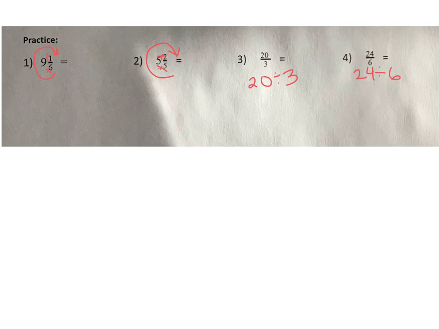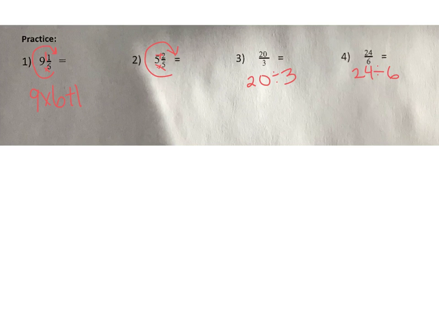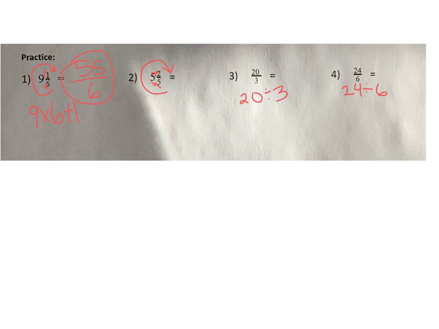So here we go for this one. We're going to do 9 times 6 plus 1. 9 times 6 gets you 54, plus 1 gets you 55. And our denominator stays the same of 6, so 55 over 6. For this next one, it's going to be 5 times 5 plus 2, so 25 plus 2 gives you 27 over 5. 27 fifths.